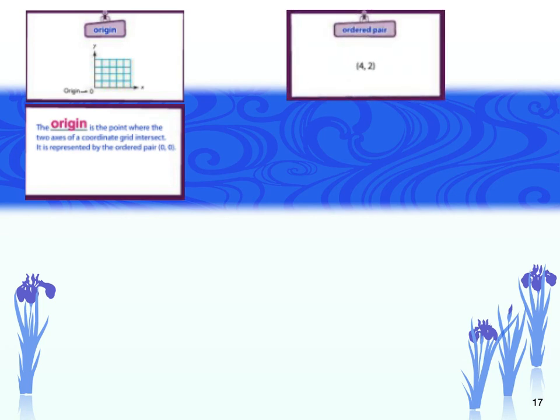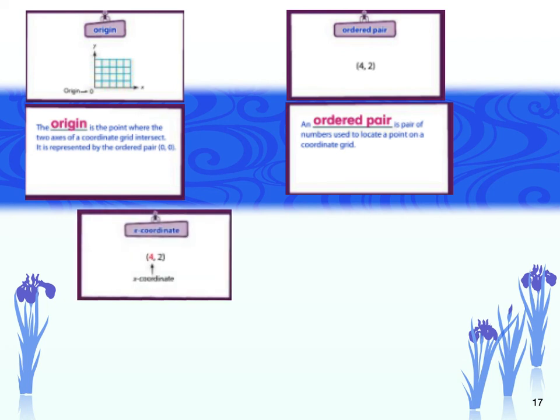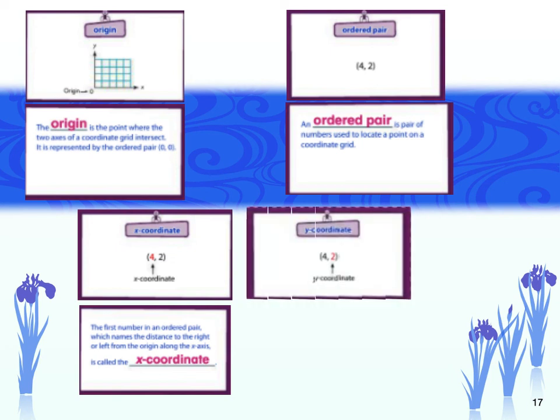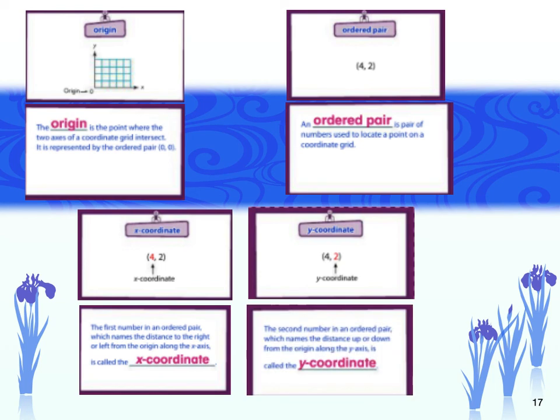What is an ordered pair? An ordered pair is a pair of numbers that is used to locate a point on a coordinate grid. What is x-coordinate? In this case, the x-coordinate is 4, or the first number in our ordered pair. So the first number in an ordered pair, which names the distance to the right or left from the origin along the x-axis, is called the x-coordinate. What about the y-coordinate, or the second number in our ordered pair? So y-coordinate is the second number in an ordered pair which names the distance up or down from the origin along the y-axis.